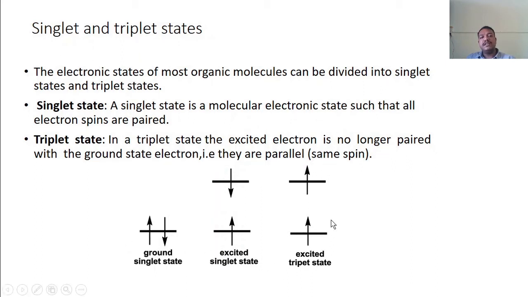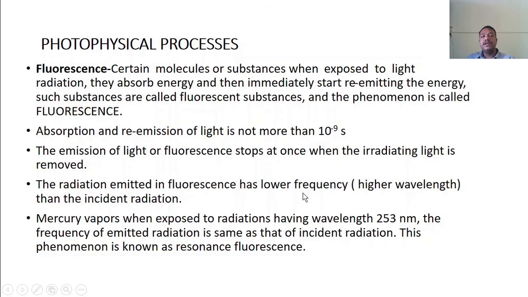You can see here, this is the ground state electron and this is the excited electron. If the excited electron has the same spin as that of the ground state electron, we call this a triplet state. This is the excited singlet state. Here the excited electron has opposite spin compared to the ground state electron. So this is the excited singlet state and this is the excited triplet state. Next we will discuss photophysical processes.